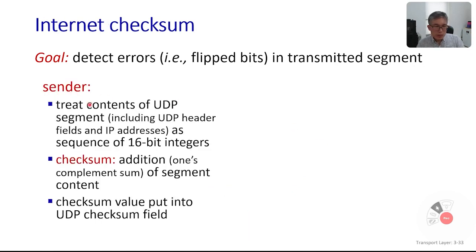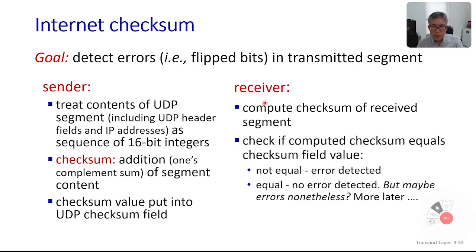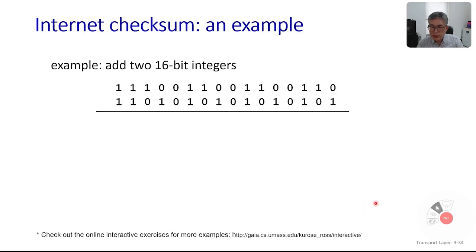So the sender creates 16-bit integers from the UDP header and IP addresses, and then adds them using one's complement sum, and the checksum value is put into the UDP checksum field. In the receiver's case, it computes the checksum of the received segment. If the computed checksum equals the checksum field value, there is no error; if not equal, an error is detected. However, even when equal, if two bits are simultaneously changed, it cannot detect it. You can see this later on.